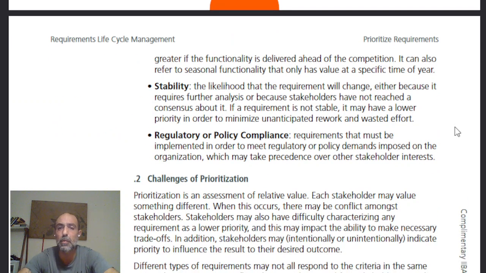Stability, the likelihood that the requirements will change, either because it requires further analysis or because stakeholders have not reached a consensus about it. If a requirement is not stable, it may have a lower priority, in order to minimize unanticipated rework and wasted efforts.